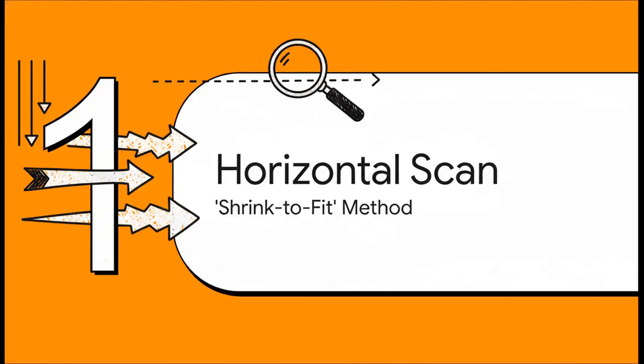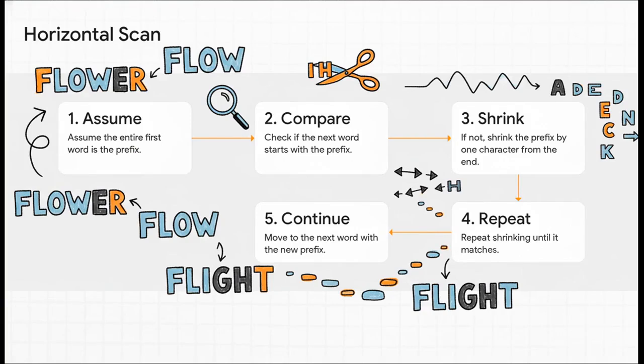Well, our first strategy is probably the one you'd come up with first. It's the most intuitive. We'll call it the horizontal scan. I like to think of it as the shrink-to-fit method. It's really straightforward. Here's the game plan. You start out optimistic. You just assume the entire first word, flower, is your answer. Then you move to the next word, flow. You ask, hey, does flow start with flower? No, it doesn't. So you have to shrink your guess.